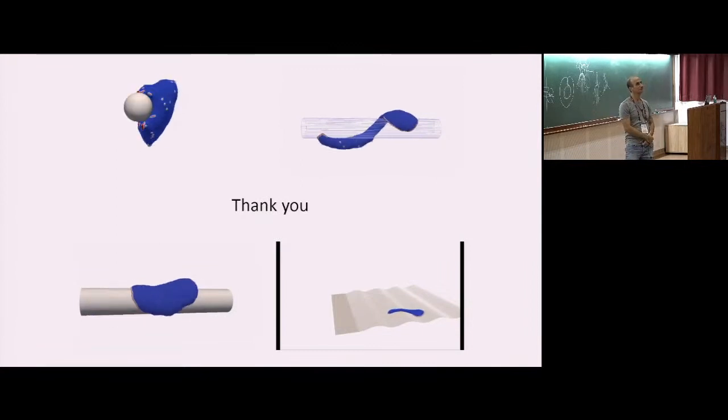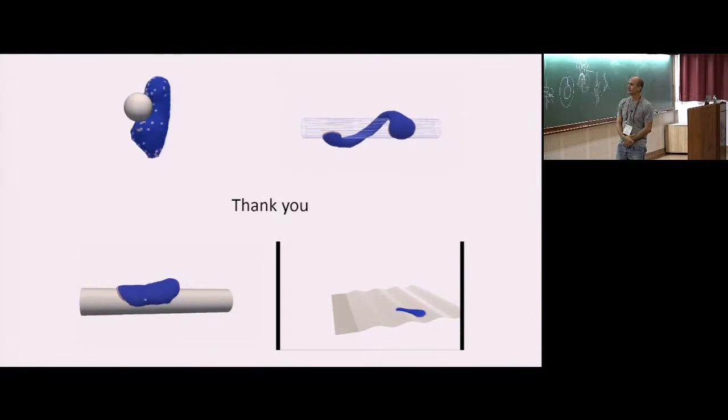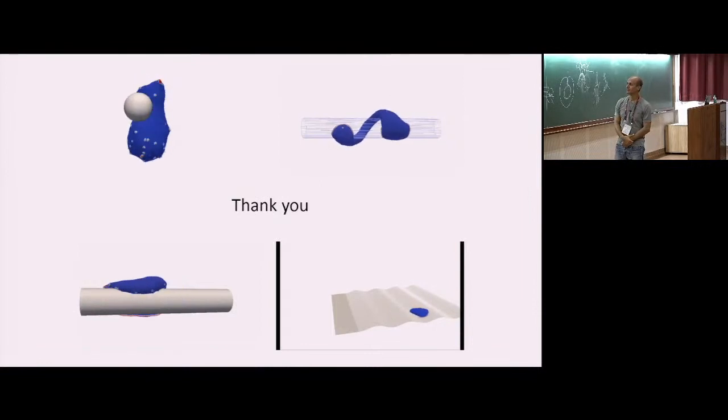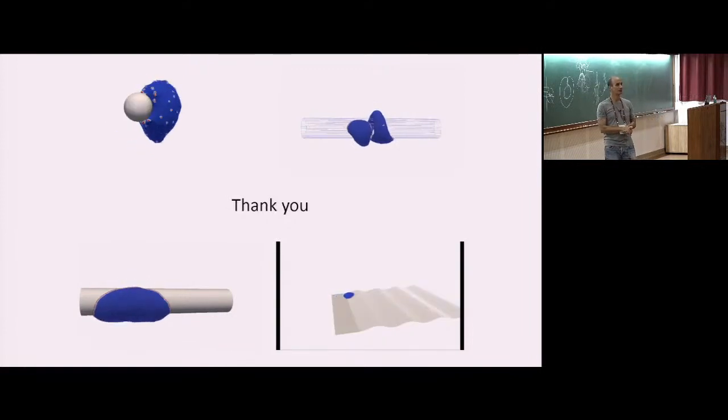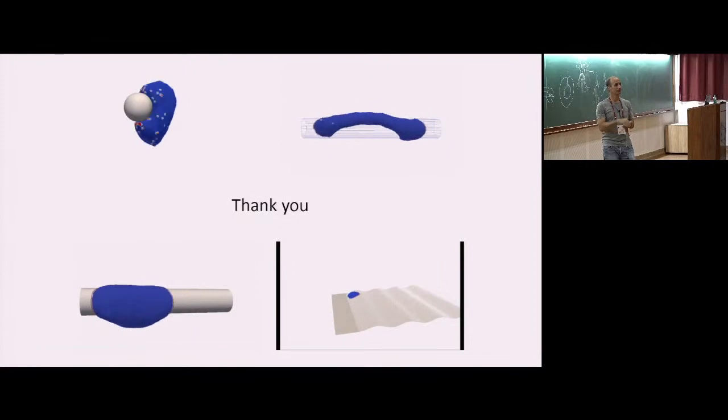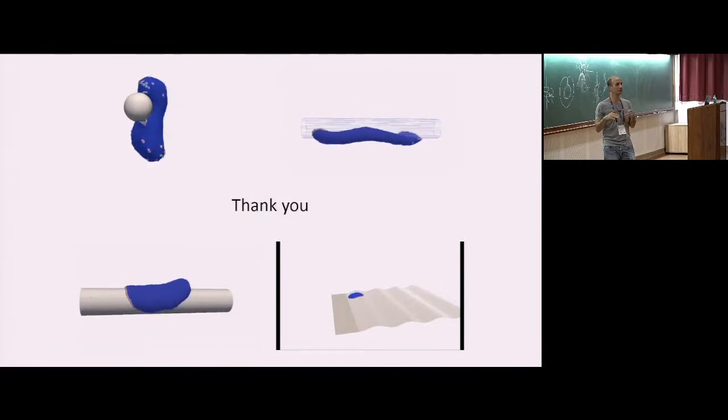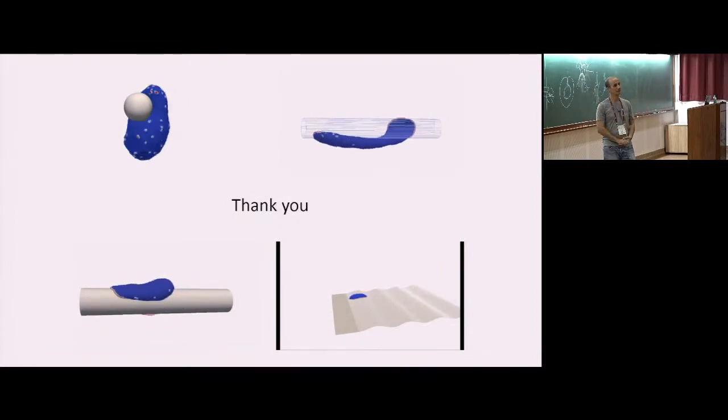And I maybe missed this, but what is the interaction potential between the membrane and this surface? Oh, it's always the same. It's simple adhesion. Can you just tell me the equation? It's just a step function. Okay, thank you.